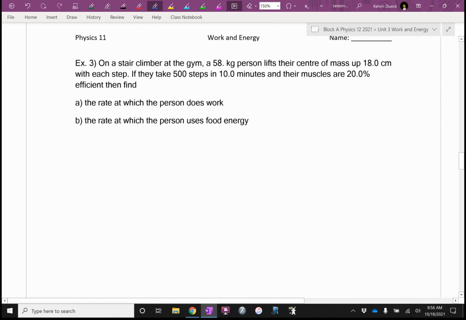On a stair climber at the gym, a 58 kilogram person lifts their center of mass up 18 centimeters. Nice try, Mr. Dewick. Do we do physics with centimeters? No. 18 centimeters is how many meters?